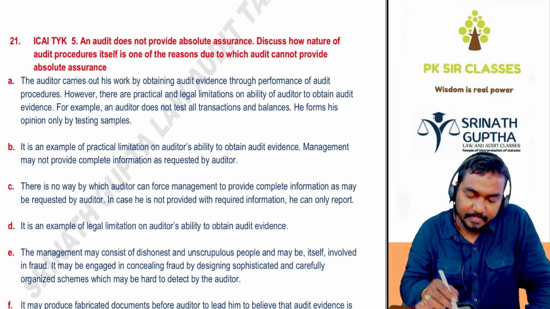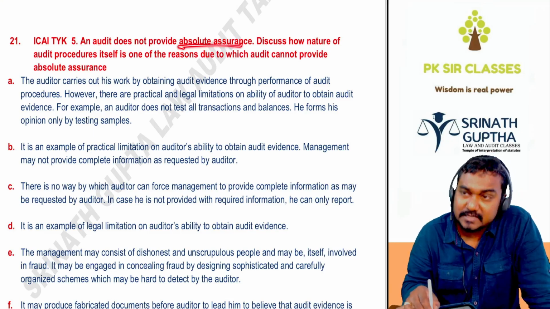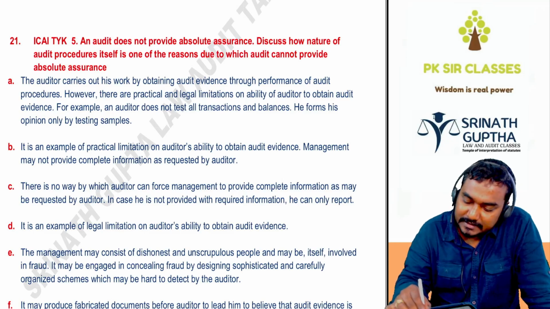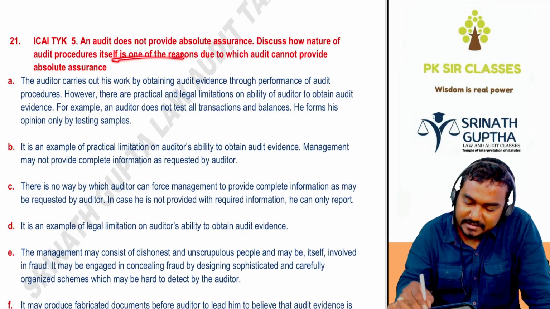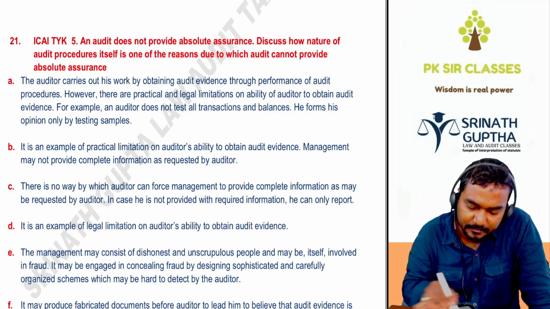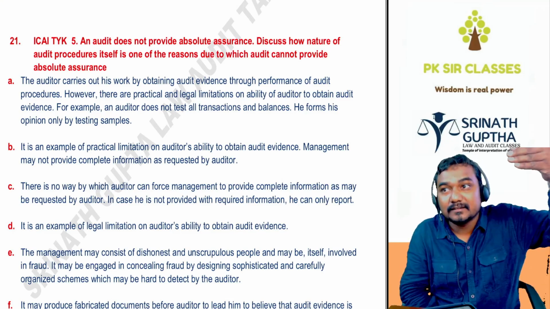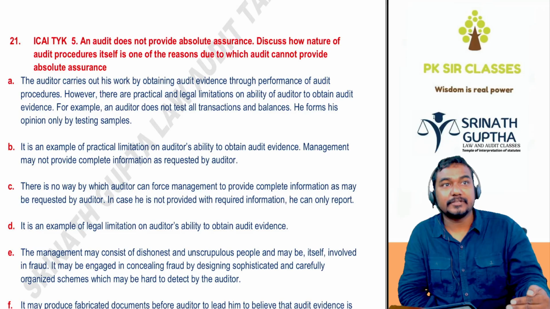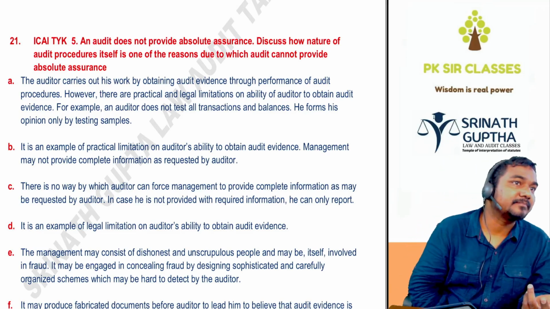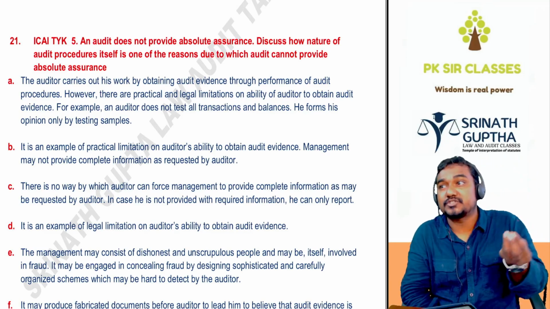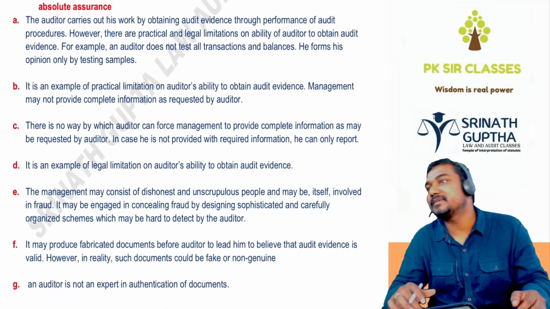Then, ICAI Test Your Knowledge, 5th question in the ICAI material. An audit does not provide absolute assurance. Okay, fine, we agree with you. Discuss how the nature of audit procedures itself is one of the reasons due to which audit cannot provide absolute assurance. Why is audit unable to provide absolute assurance? We have read the limitations of auditing, due to sampling and due to the nature of auditing. We have read about all the limitations of auditing. Understood?